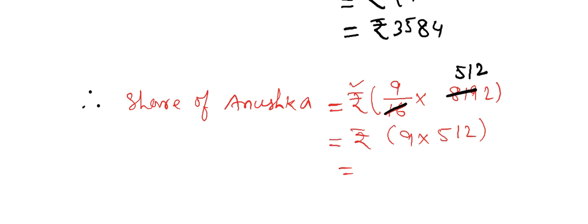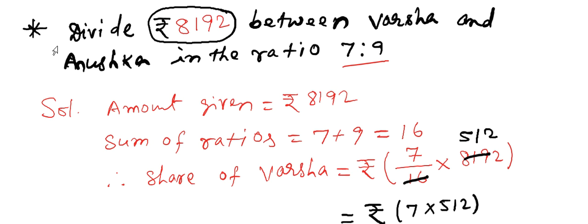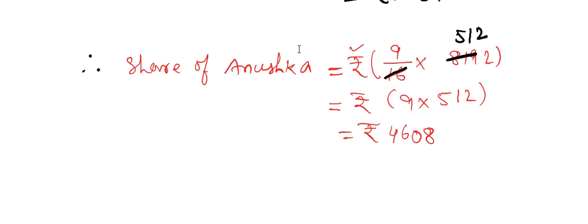What do you get? Here you can multiply it. 9 2s are 18, carry 1, 9 1s are 9 plus 1, 10, carry 1, 9 5s are 45 plus 1, so 4,608. That means 4,608. This is the answer of this question, right? In the simple way, we can do it: divide 8,192 between Barsa and Anushka in the ratio 7:9. It is the first method, and the second method we can do later, right?